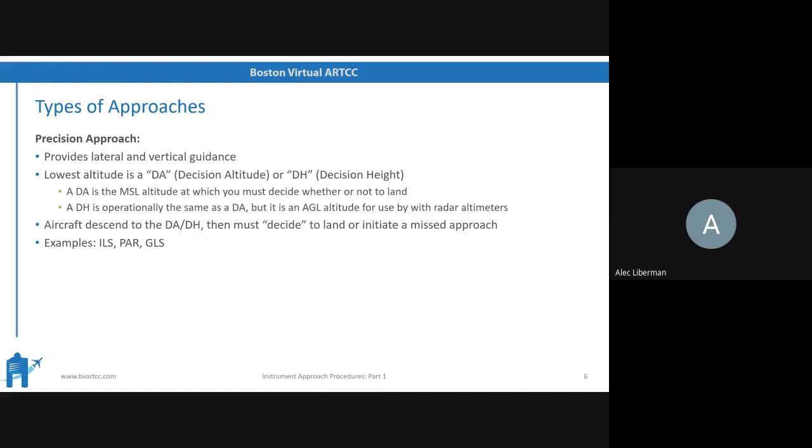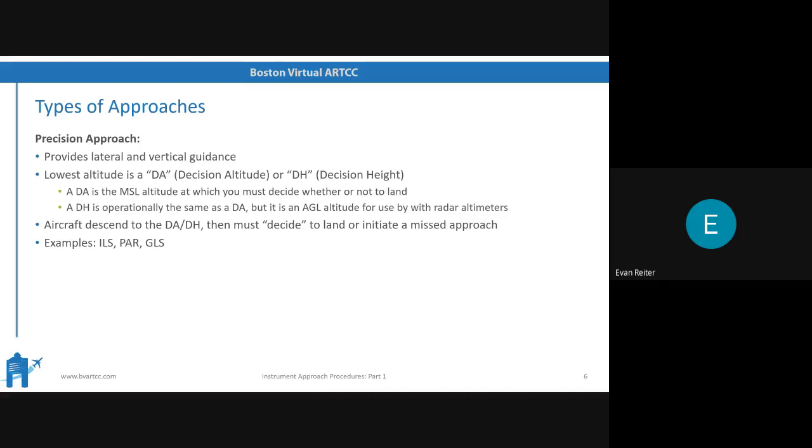Examples of this are an ILS, which is an instrument landing system, a PAR approach, or a GLS approach. So the real key difference between a precision approach and a non-precision approach, which we're going to talk about in the next slide, is this concept of a decision.